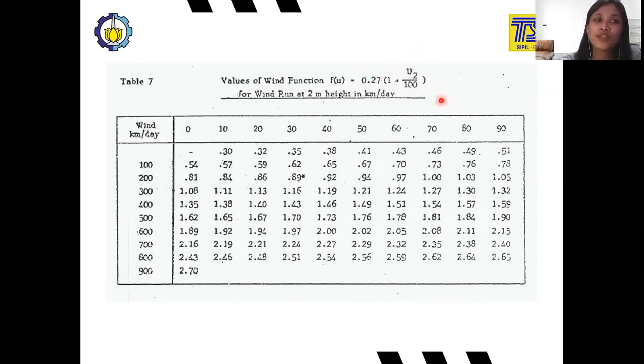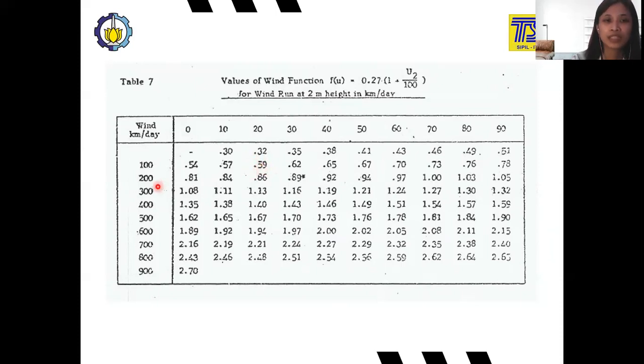It's the same, both of the methods are the same. It depends on the wind that you got. Here, we got the wind in kilometers per day. For example, we got the numbers 100, 200, 300 until 900. And then here we have 0, 10, 20, 30. So this table is only applicable if we have the wind speed of these numbers. For example, 120, so we have the wind function of 0.59 here.